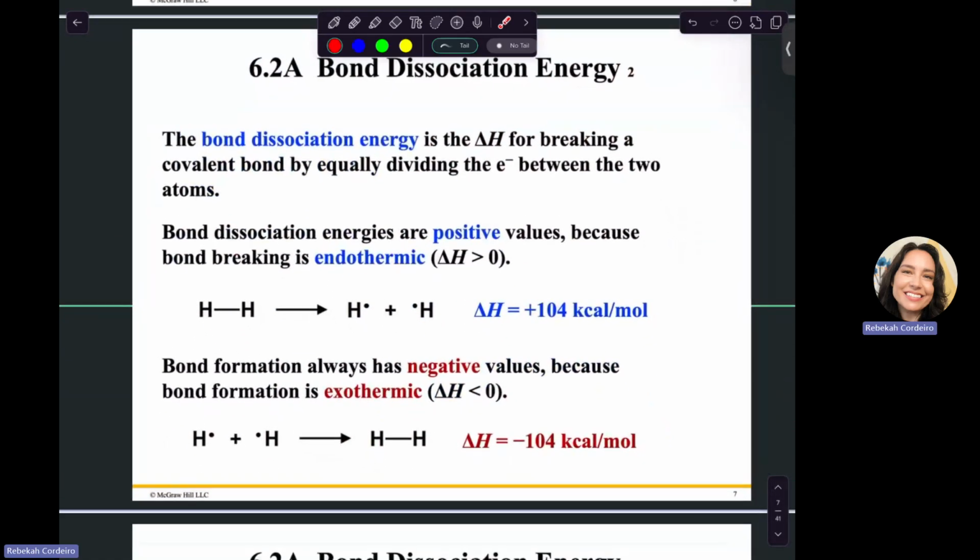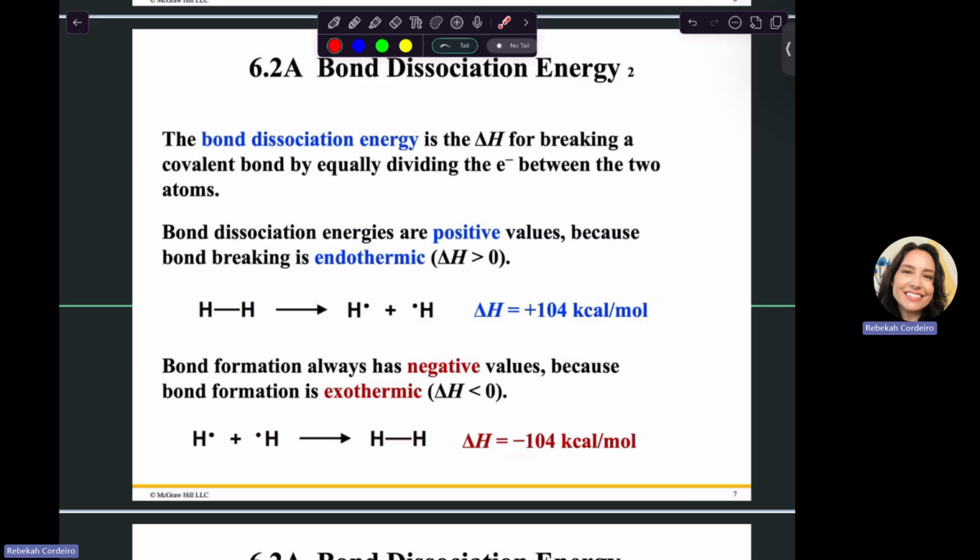And so you can look at and think about chemical reactions in terms of bonds broken and bonds made. And again, positive values are endothermic. So breaking a bond, you put energy in to break a bond apart: endothermic, positive value. Make a bond, energy out, negative value. And this is called the bond dissociation energy.